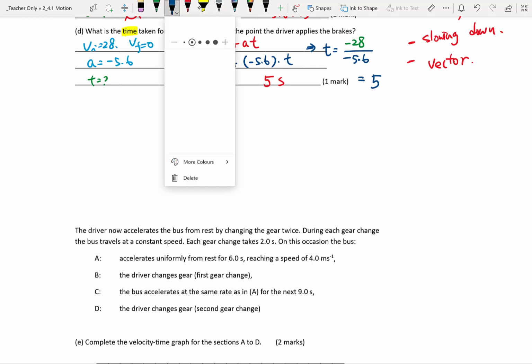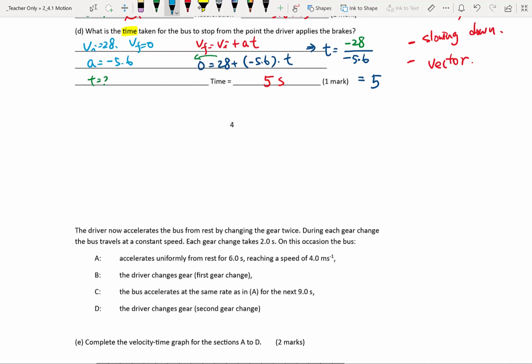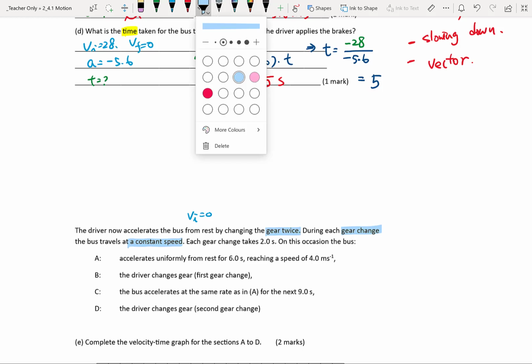The driver now accelerates the bus from rest, by changing gears twice. So again, from rest, VI equals 0, and they change gear twice. So changing gear is a condition. And during each gear change, the bus is at a constant speed. Each gear change takes 2 seconds. So this is another condition.